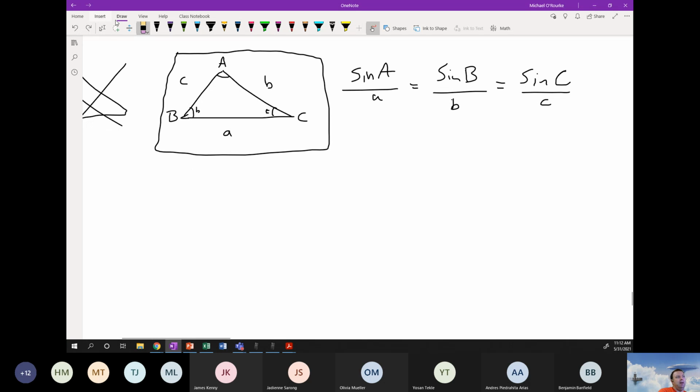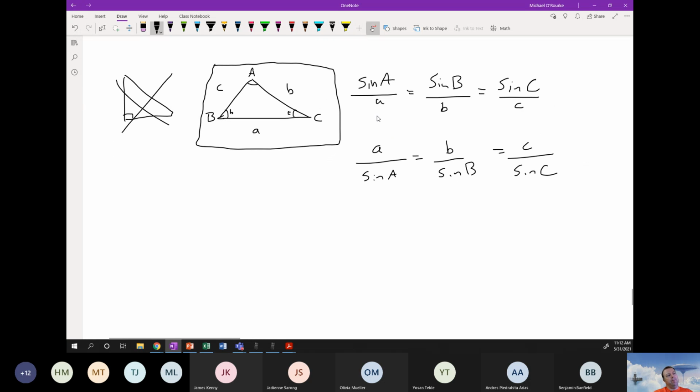And the other way you can write it is you flip everything. This would be A over sine A equals B over sine B equals C over sine C. So that's the sine law, but they're both the exact same. There'll be some teachers who teach it differently than I do. I know Zani teaches it differently than I do, but we kind of both agree. The way I teach it is whatever you're trying to find, you put on top.